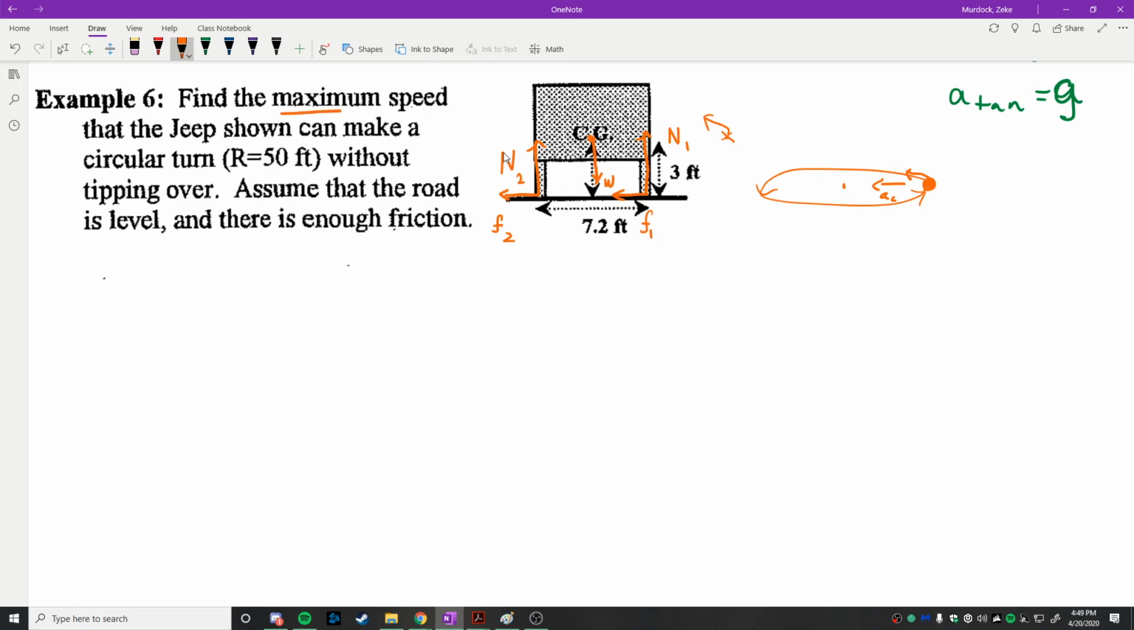Now, we're looking for the maximum speed to make a turn with this radius, such that it doesn't tip over. What's going to be happening if the car starts to tip? Is it going to tip to the left or is it going to tip to the right? I'll let you guys think about this. I kind of want you all to answer. You don't all have to answer, but just like outwards, right? Someone says left.